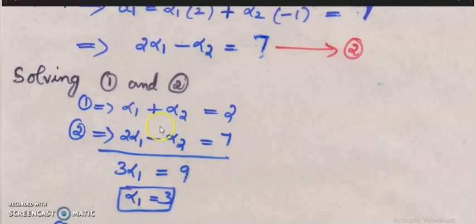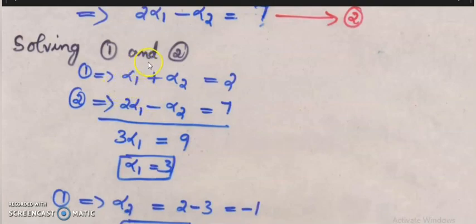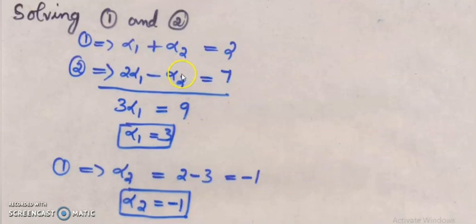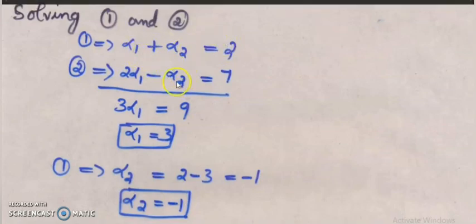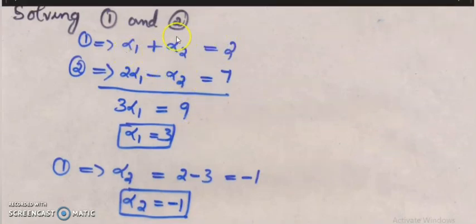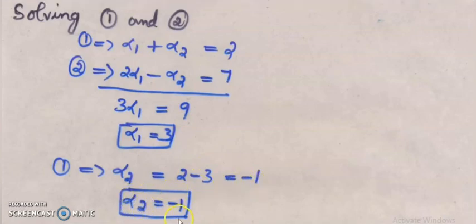After finding alpha 1, we can substitute it in equation number 1 to find alpha 2. From this equation, alpha 2 is 2 minus alpha 1. 2 minus alpha 1 is 2 minus 3, which is minus 1. So we get alpha 2 as minus 1.